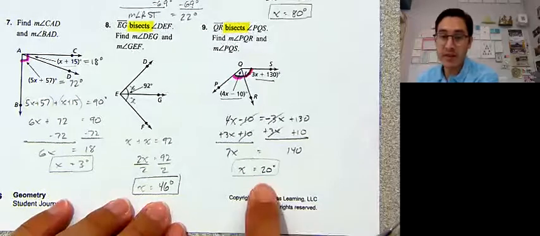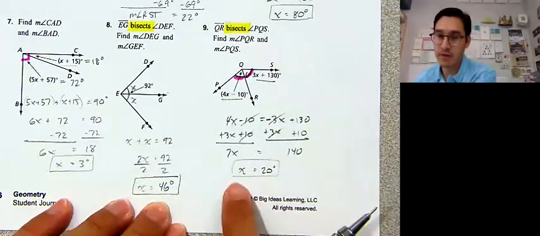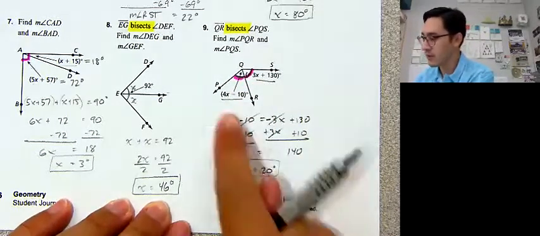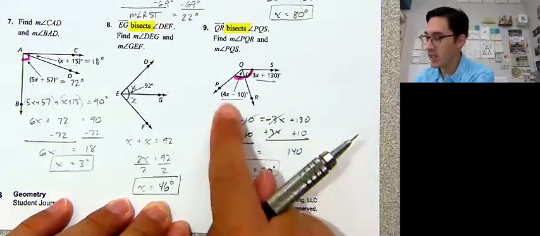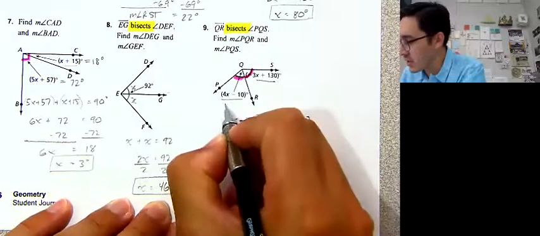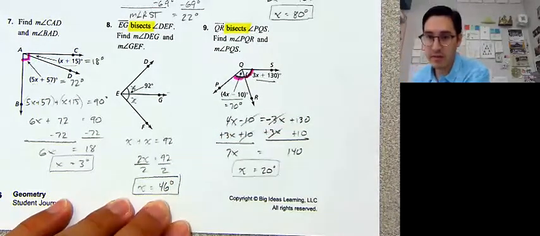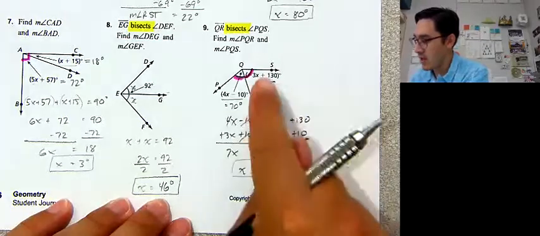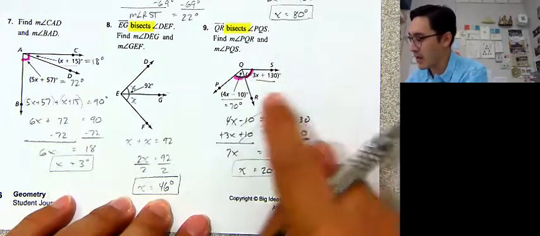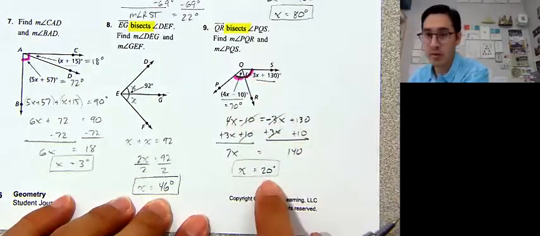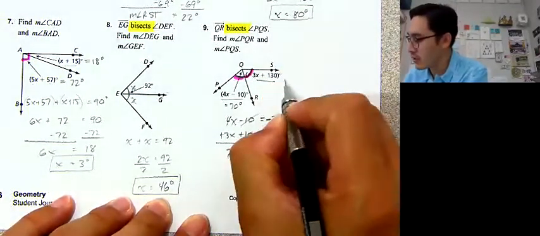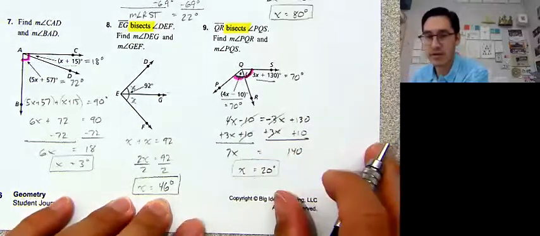Now again, this isn't the answer, right? This is just the value of the variable x. We still need to substitute into each expression to get the angles. So 4 times 20, that would be 80, and 80 take away 10 would be 70 degrees. So this angle here is 70 degrees. And this one should come out to 70 degrees as well, because we already know they're congruent, but let's just do the math. Negative 3 times 20, that's negative 60, plus 130, that would also be 70 degrees.